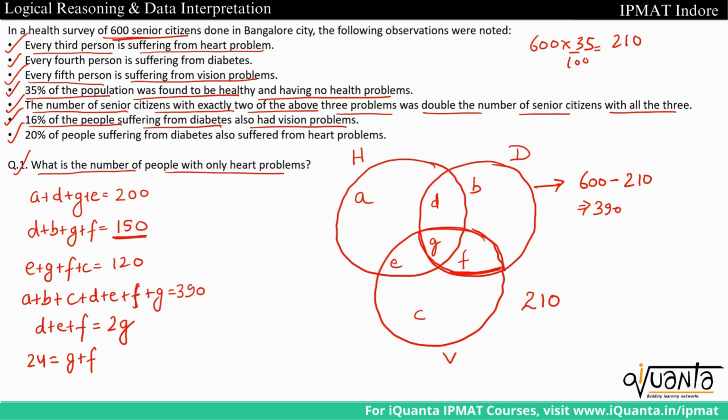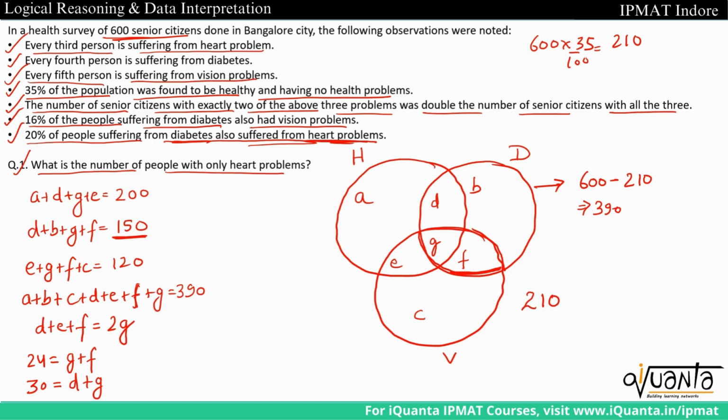The last clue is, 20% of the people suffering from diabetes also suffered from heart problems. So now we need to find out 20% of people suffering from diabetes. There are total 150 people suffering from diabetes. So what will be 20% of that? It will be 30, and this is the number of people who are suffering from diabetes and also from heart problems. So we'll take into account the region common to diabetes and heart problems, which is equal to D plus G from the Venn diagram. So 30 will be equal to D plus G.